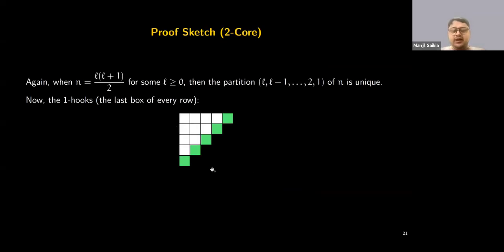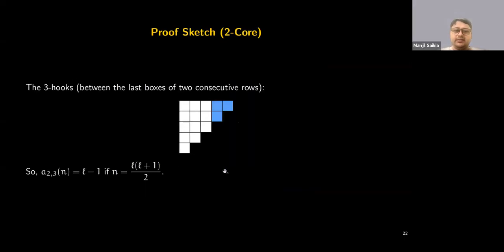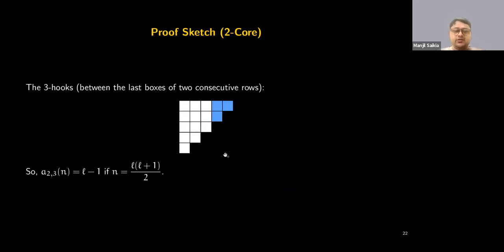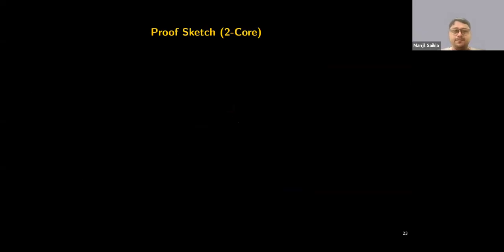If you look at this partition, which is basically a triangular number, all the green boxes are 1-hooks, and all the blue triangles are 3-hooks, and so on. This gives us the hook length bias that I showed a few slides back.